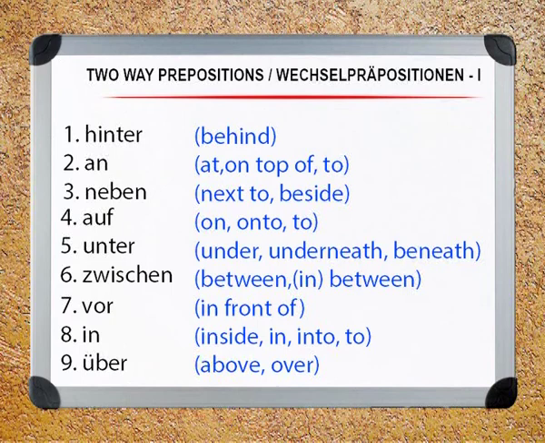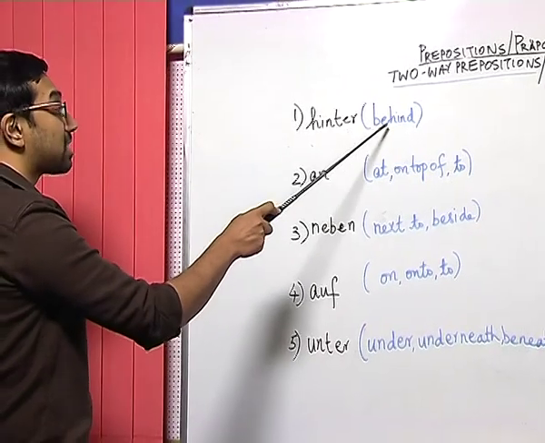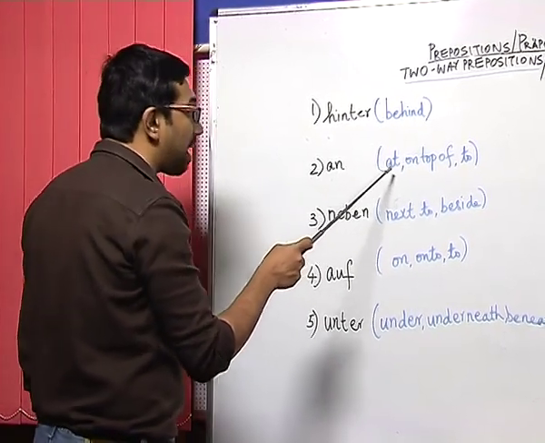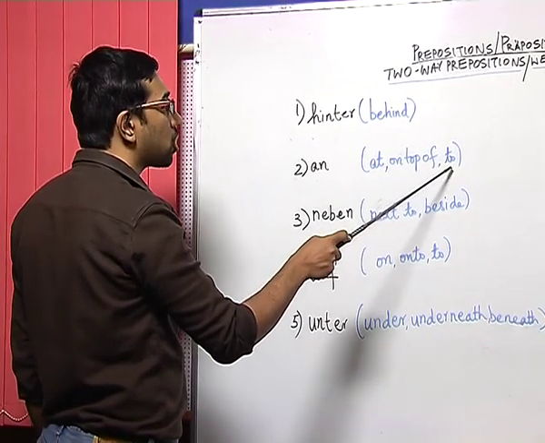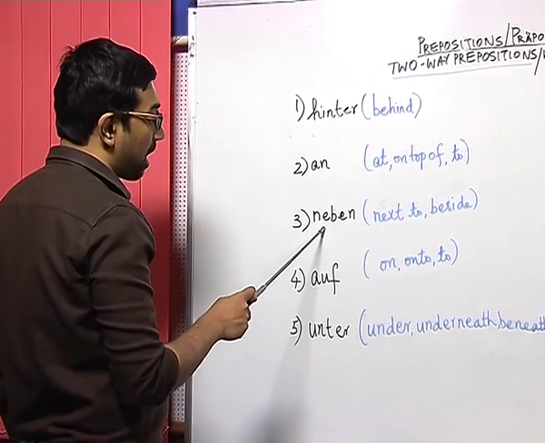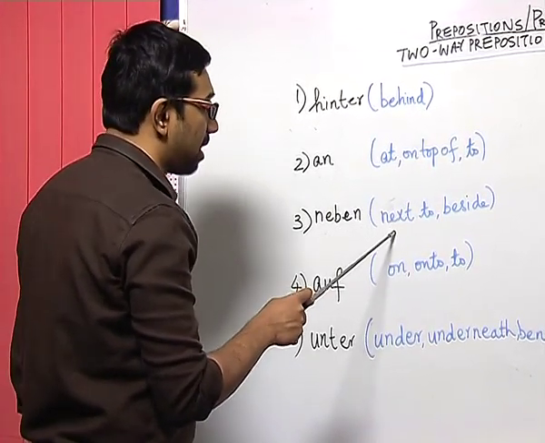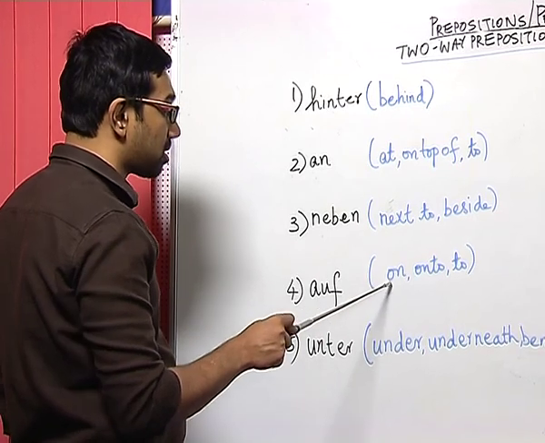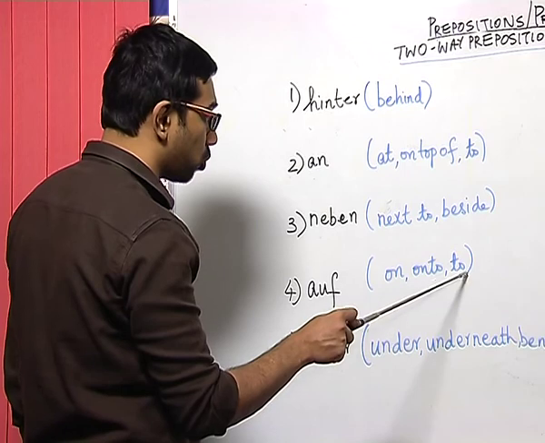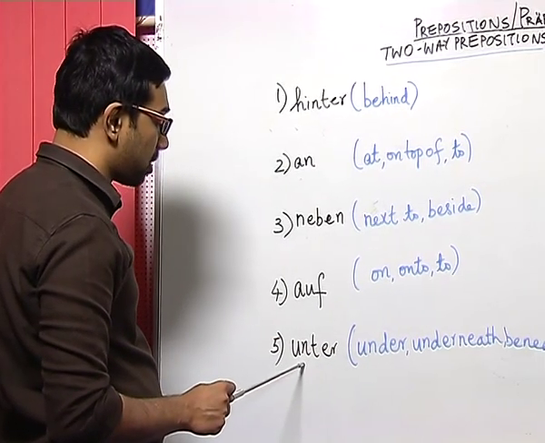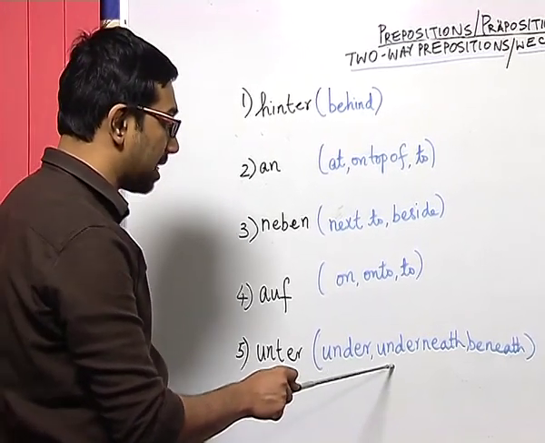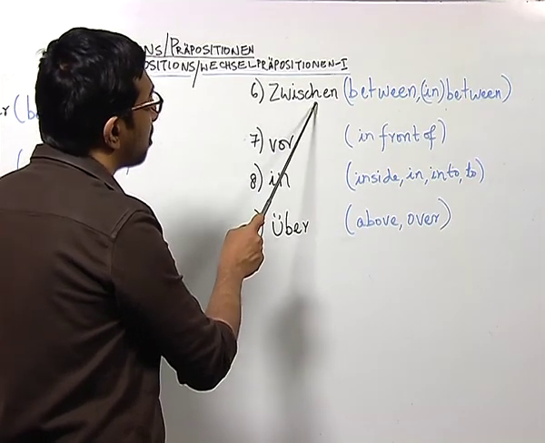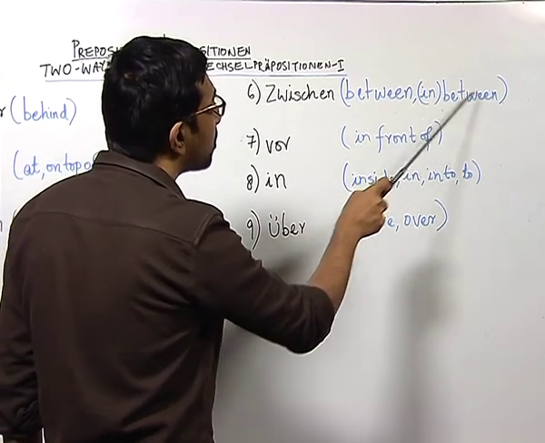Now, we have here the preposition at number 1, which is hinter, which means behind. We have the preposition an, which in English could have the meaning at, on, or to. At number 3, we have the preposition neben, which could mean next to or beside. At number 4, we have the preposition auf, which means on or onto. At number 5, we have the preposition unter, which could mean under, underneath, beneath. Now, at number 6, we have the preposition zwischen, which means between or in between.